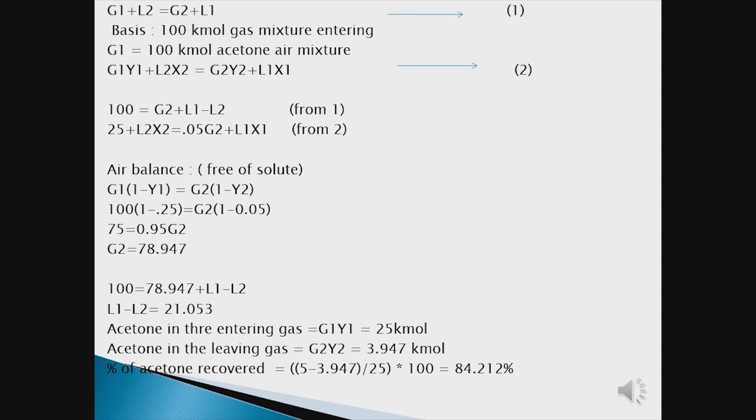Acetone in the entering gas is equal to G1 Y1, which is 25 kilomole, and acetone in the leaving gas is equal to G2 Y2, that is equal to 3.947 kilomole. What was asked in the question was the percentage of acetone recovered. So percentage of acetone recovered is equal to 25 minus 3.947 divided by 25 into 100, that is 84.212%. So we know how to find the percentage of solute recovered, and that is being done here.